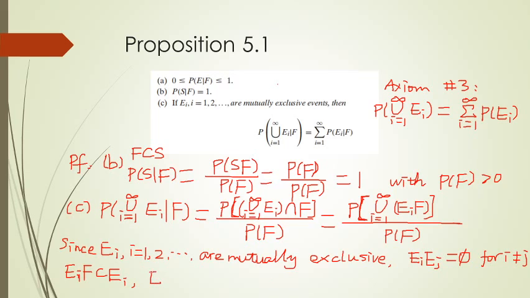Of course, Ei and F intersect Ej and F, because this is a subset of Ei and this is a subset of Ej. The intersection of those two is a null event for i not equal to j, right? So Ei and F, for i starting from 1, 2 until infinity, are mutually exclusive.